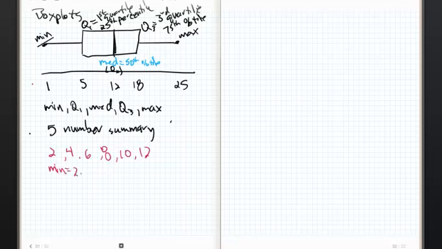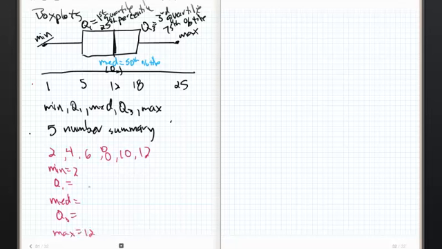Now, let's get some freebies here for just a sec. I'm going to do Q1. I don't know what that is. I'm going to do the median. I'm going to do Q3. I don't know what that is. And I'm going to do the max. Now let's grab some freebies. The max in this case is 12.